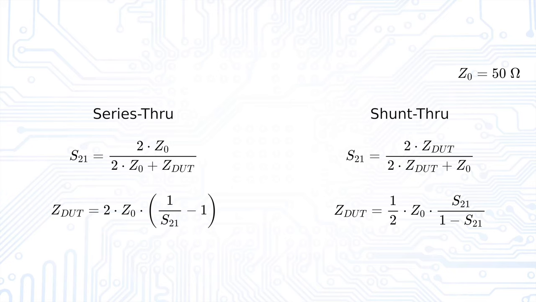From these S-parameters, we are now able to calculate the impedance of the device. We focus on the transmission coefficient, or S21. As you can see, we can easily obtain the impedance with these simple equations. The system impedance is again 50 ohm. But which method do you use now for which components? The serial-through method is more suitable for large impedances, so you would use it for components like inductors. The shunt-through method works better for smaller impedances like capacitors. The reason for that we will discuss in another video.